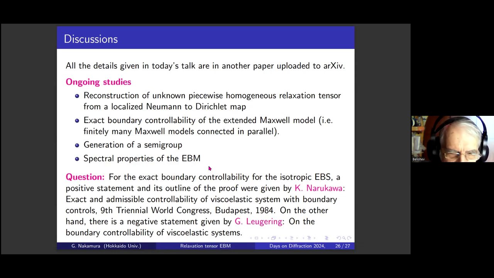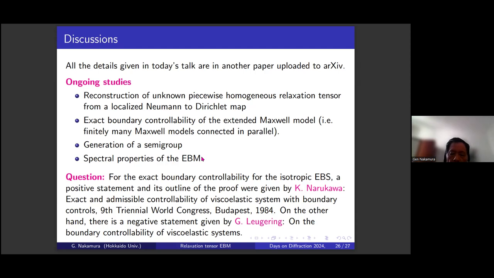May I ask a question? Yes. Again, what kind of controllability are we speaking about? It's exact boundary controllability. Exact in which space? And also exact controllability for sufficiently large time? For any time, because the solution has the exponential decaying property. So the state is changing very quickly.